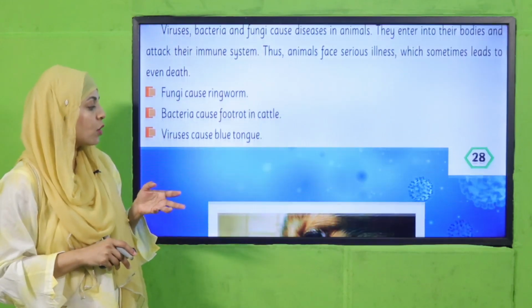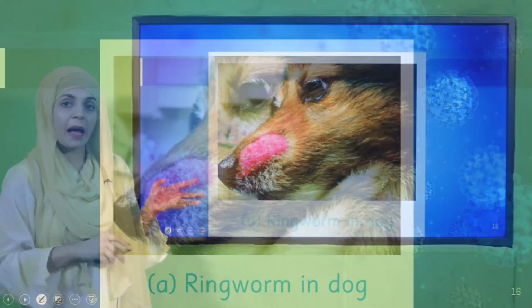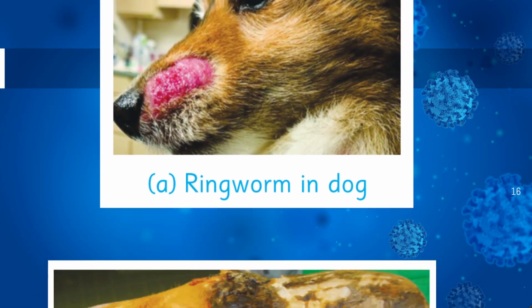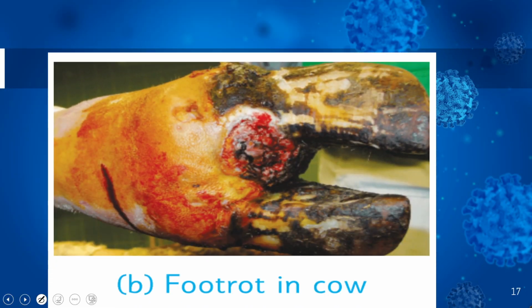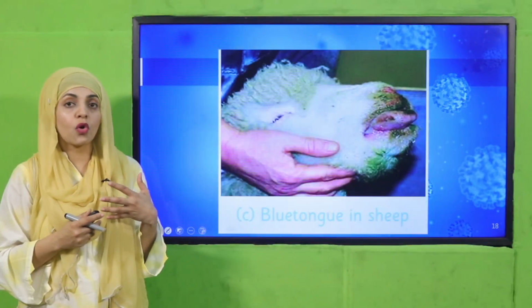So let's have a look at these diseases. This is ringworm in dog. This is caused by fungus. Then this is rot foot in cattle, and it is caused by a bacteria. This is blue tongue in a sheep, and this is caused by a virus. So these microbes also cause diseases in animals, just like human beings and plants. Diseases are also caused in animals.